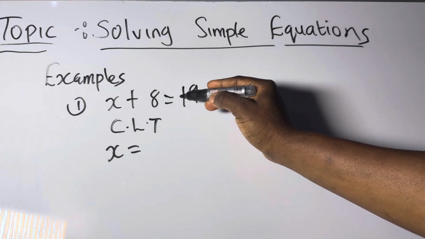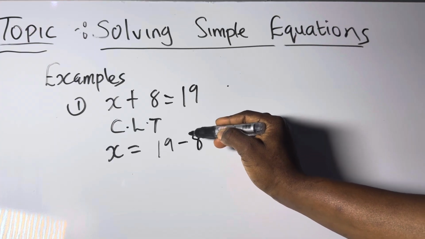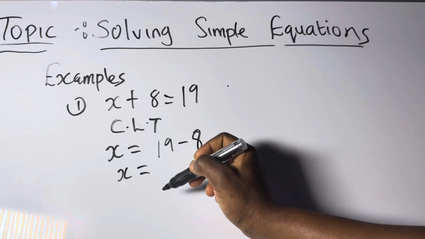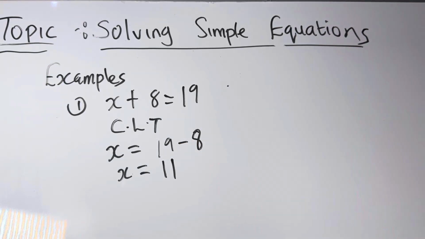So that means 19 minus 8. Our x equals 19 minus 8, which gives 11.